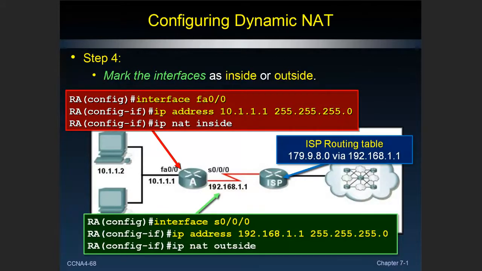Oh yeah, we have to assign the inside and outside interfaces on the router. So we go to the inward facing router interface that goes to our internal people and say NAT inside. We go to our outside connection that goes to our ISP, and we give it NAT outside, and the configuration is complete.